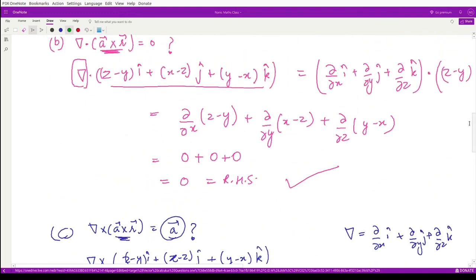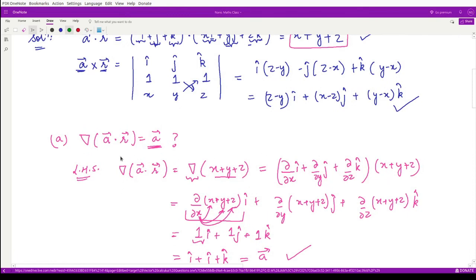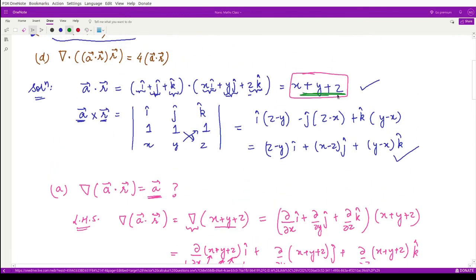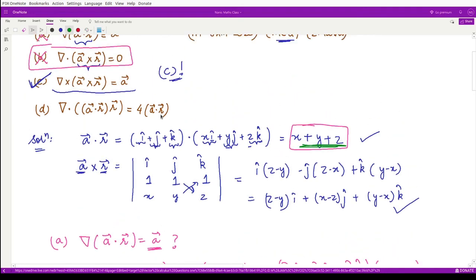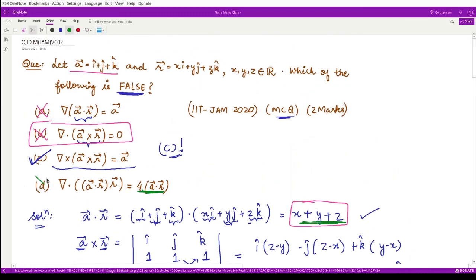So let me show you what is a vector dot r vector. A vector dot r vector is equal to x plus y plus z. So this becomes equal to 4a vector dot r vector. So this option is also correct, but we are to take what is false. So in effect, we'll cancel out this. So your option C here is the correct option.